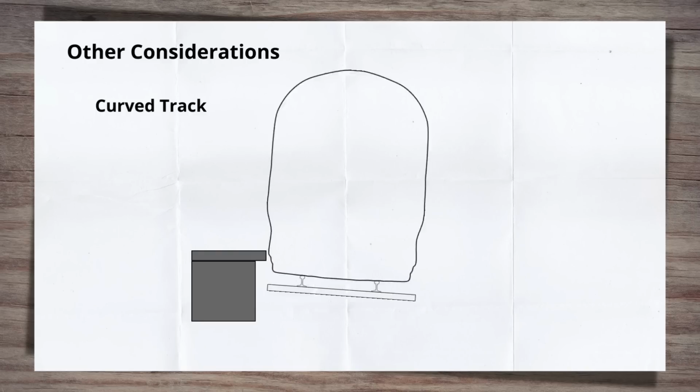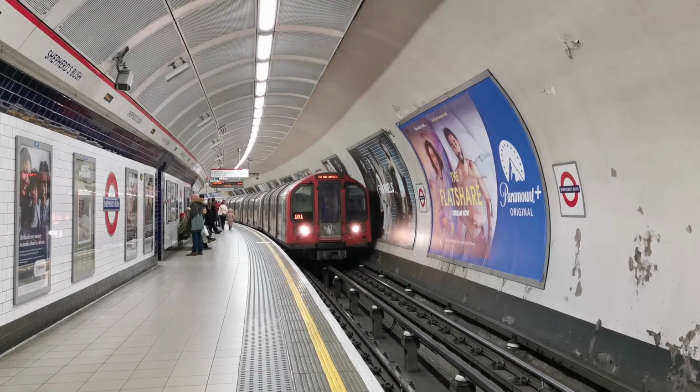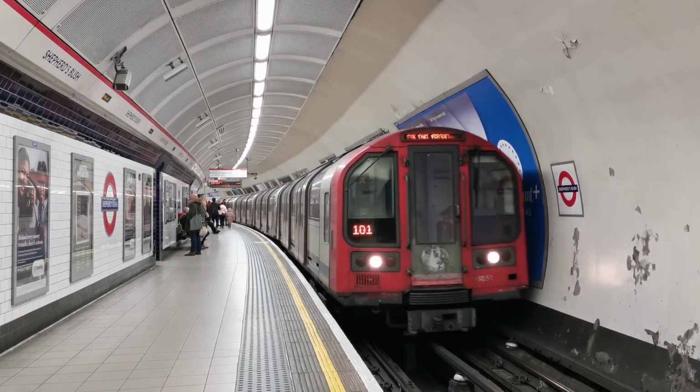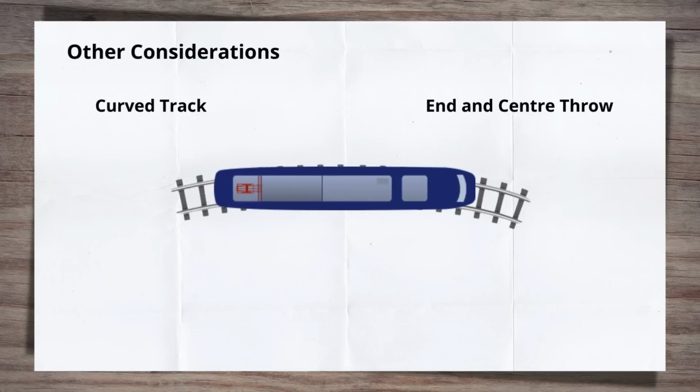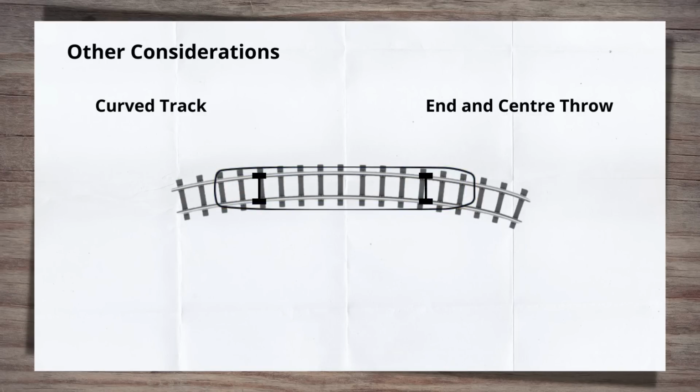If the radius is tight enough, as seen on some London Underground platforms, the end and centre throw of the train becomes an issue. When a train is on a curve, the rigid body of the train causes the ends and the centre to overhang outside the track. The tighter the radius of the curve, the more pronounced this becomes. Depending on which side of the curve the platform is on, a slightly different issue is created when trying to stop the train striking the platform.